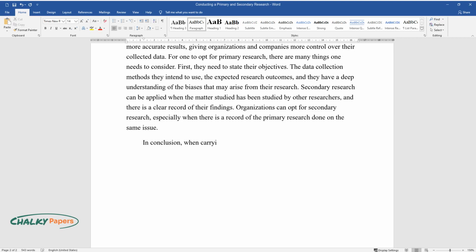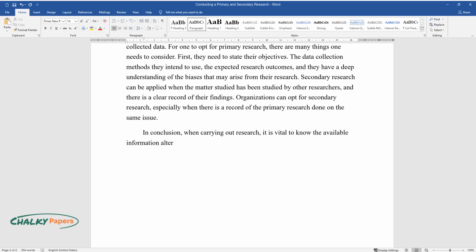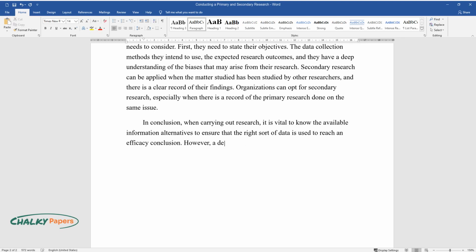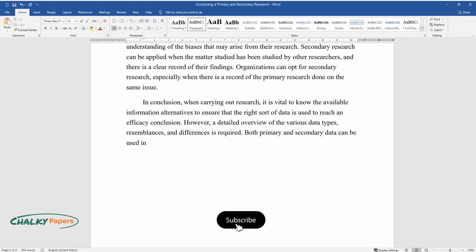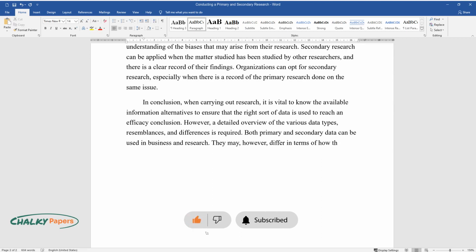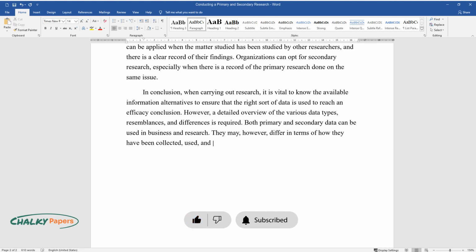In conclusion, when carrying out research, it is vital to know the available information alternatives to ensure that the right sort of data is used to reach an efficacy conclusion. However, a detailed overview of the various data types, resemblances, and differences is required. Both primary and secondary data can be used in business and research. They may, however, differ in terms of how they have been collected, used, and analyzed.